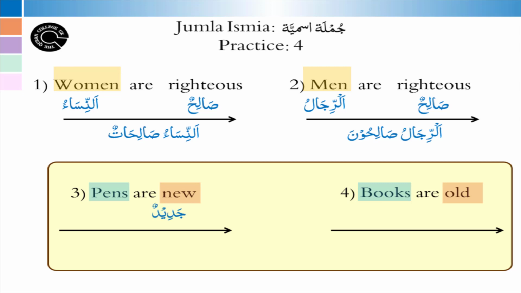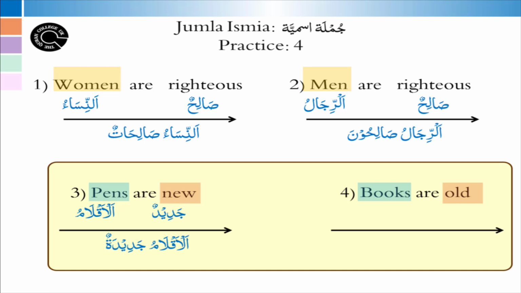The third example is pens are new, where for new we use Jadidun, and pens is a broken plural of non-conscious being. Therefore, Jadidun would become Jadidatun. So your final sentence would become then Al-Aqlamu Jadidatun.